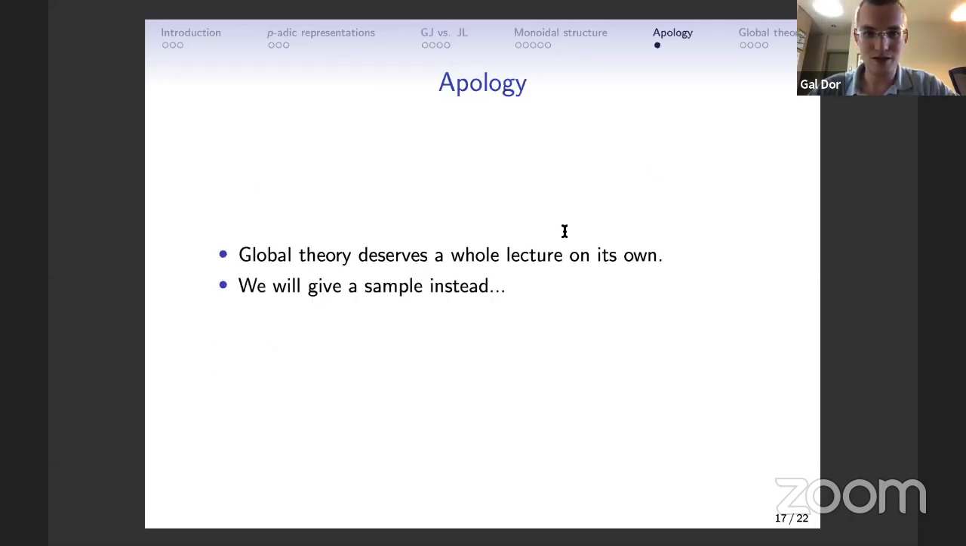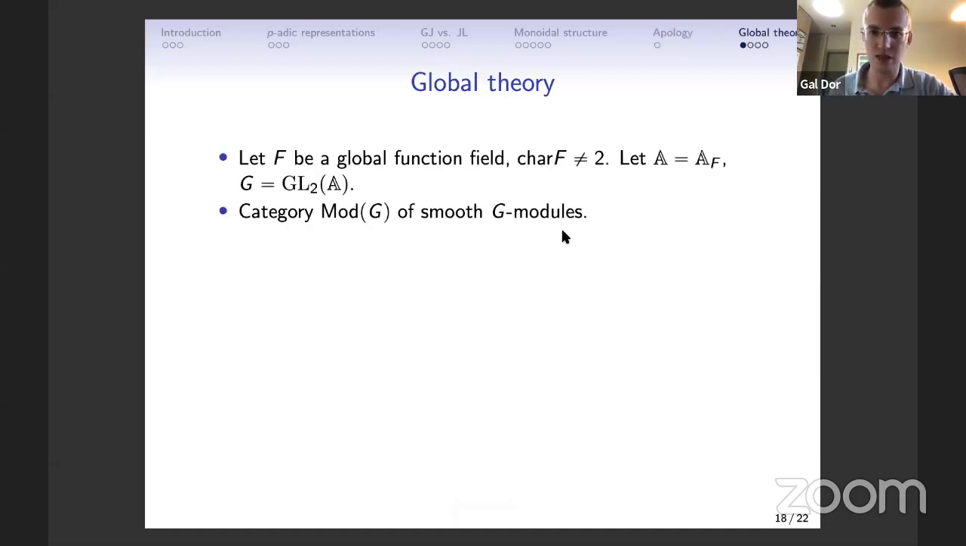So let me say a few words about the global theory. Let's fix notation first. I have a global function field of characteristic not 2. I have the adeles, and I have the category of smooth GL2A modules.